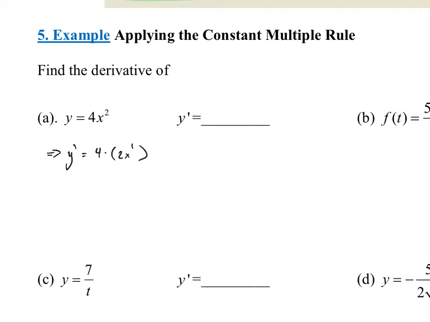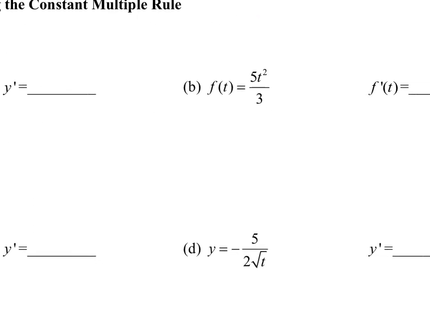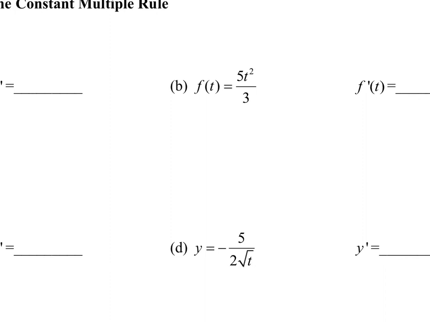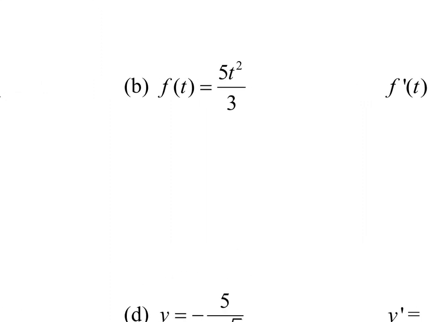Drop the power and then subtract 1 from the power. So 4 times 2 is 8, so this would be simplified to be simply 8x. Let's continue on. Look at b here. You have 5t cubed over 3. Well, what you really want to look at this is 5/3 times t squared. That's really just a constant multiple of 5/3.